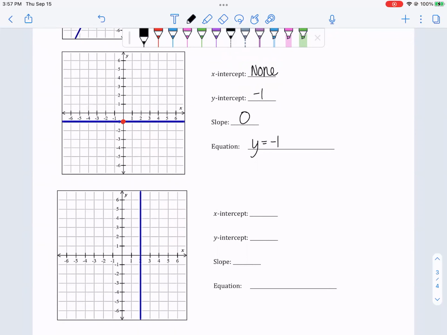For this last one, the x-intercept is here at 2. There is no y-intercept. Straight up and down lines our car cannot drive on, so this is an undefined slope. It is a vertical line, and vertical lines have the equation x equals whatever x value this line lands on, which is 2.